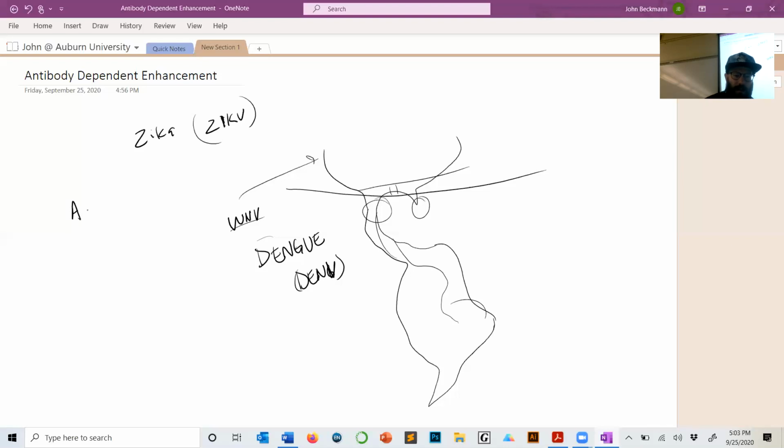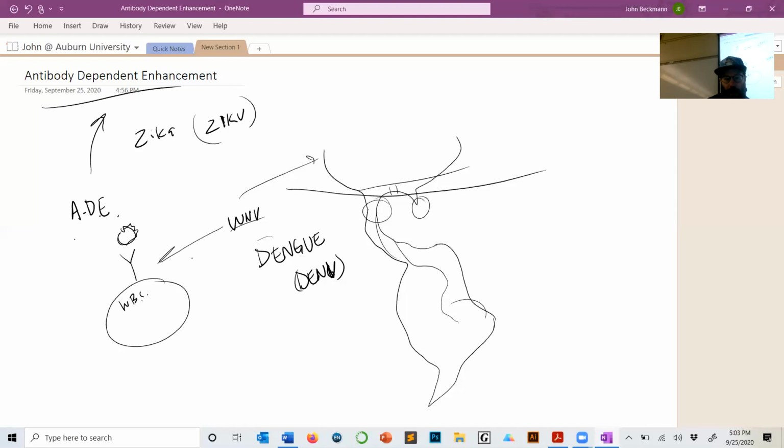So this is the phenomenon that we were starting to talk about last session, which we call ADE, or antibody-dependent enhancement. And just again, a brief review. What happens is, as your body is infected with viruses, your body produces antibodies, and these antibodies are used by white blood cells to recognize pathogens and destroy them. And we'll do dengue, that's the best example.